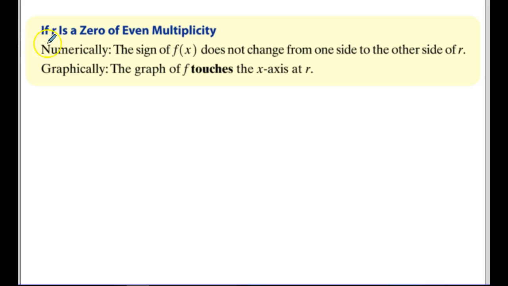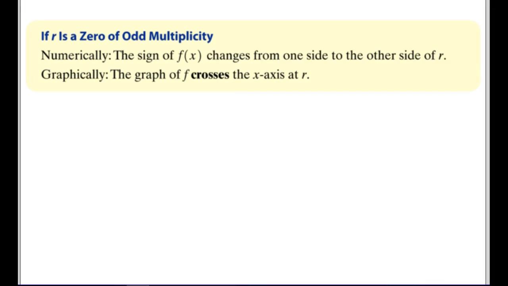If r is a 0 of even multiplicity, we talked about multiplicities, then my graph touches the x-axis. That's the big thing. We don't cross it, we touch it if I have that even multiplicity. If I have odd multiplicity, that's where I actually cross the x-axis, going from either positive to negative or negative to positive.